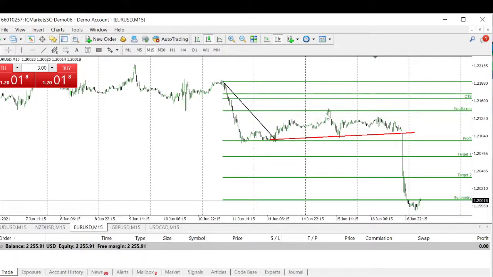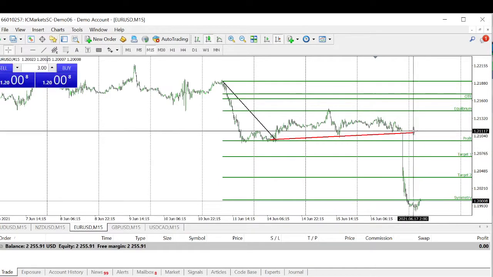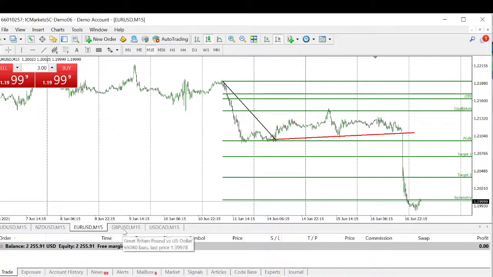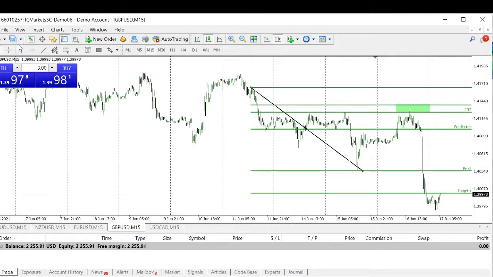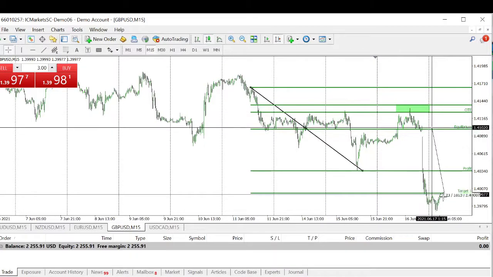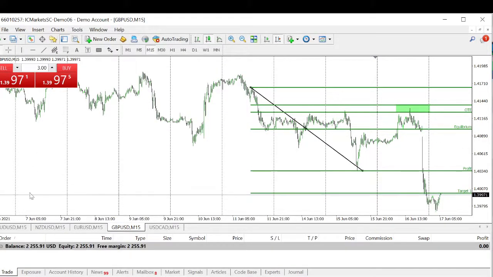Euro USD had formed initially, but it wasn't clear how it would move. But looking at the buyers from other pairs, the same thing would happen. So it went 130 pips. For GBP USD, the same thing happened. I'm looking at this point, and this point, this range, optimal trade entry, equilibrium, then the market moved downwards.